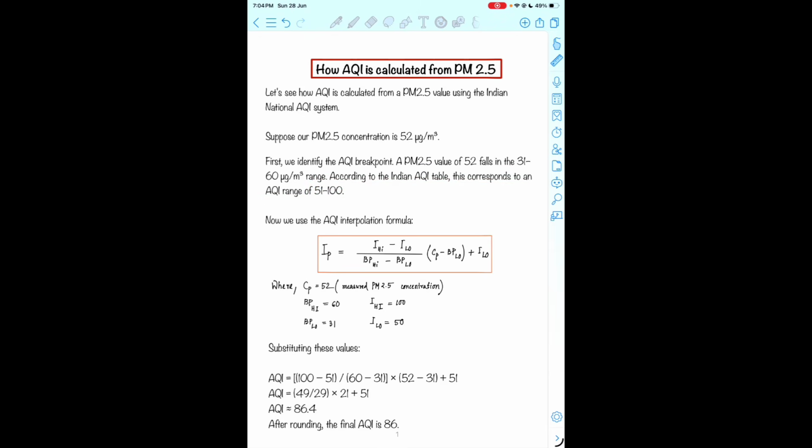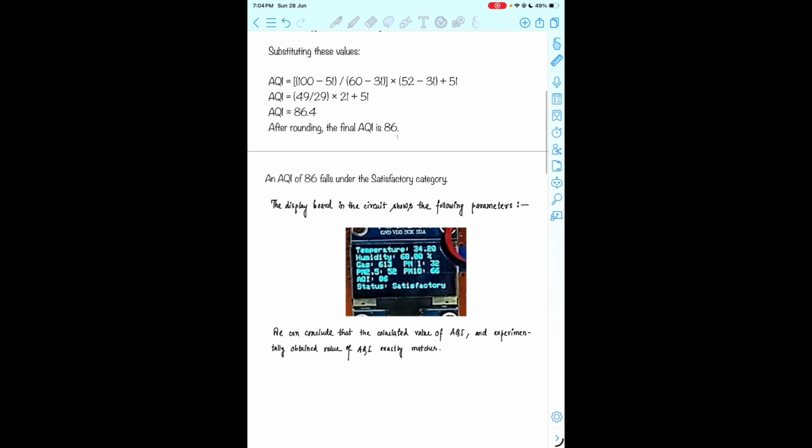Now we use the AQI interpolation formula. This is the formula, where CP is 52, BP HI is 60, BP LO is 31, I HI is 100, and I LO is 50. Substituting these values, our AQI is 86.4, and after rounding, the final AQI is 86. The display board in the circuit shows the following parameters, where you can see that AQI is 86. So we can conclude that the calculated value of AQI and the experimentally obtained value of AQI exactly match.